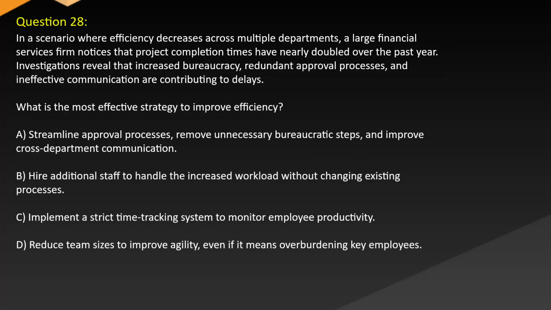Question 28. In a scenario where efficiency decreases across multiple departments, a large financial services firm notices that project completion times have nearly doubled over the past year. Investigations reveal that increased bureaucracy, redundant approval processes, and ineffective communication are contributing to delays. What is the most effective strategy to improve efficiency? A. Streamline approval processes, remove unnecessary bureaucratic steps, and improve cross-department communication. B. Hire additional staff to handle the increased workload without changing existing processes. C. Implement a strict time tracking system to monitor employee productivity. D. Reduce team sizes to improve agility, even if it means overburdening key employees.